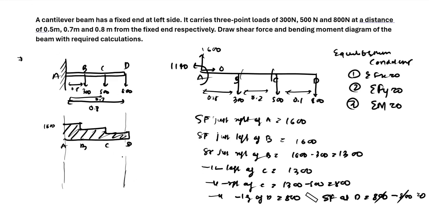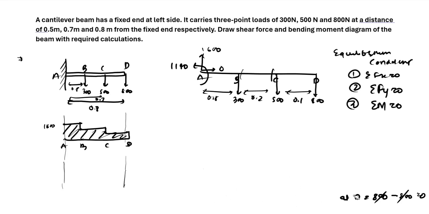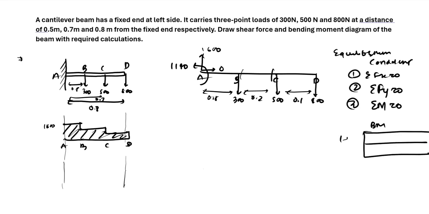Talking about bending moment now. For that we need to follow the sign convention that whenever you are considering forces on the left, the clockwise movement will be positive and anti-clockwise movement will be negative. So for bending moment, for the left side, clockwise is positive and anti-clockwise is negative. For the right side, clockwise is negative, anti-clockwise is positive.